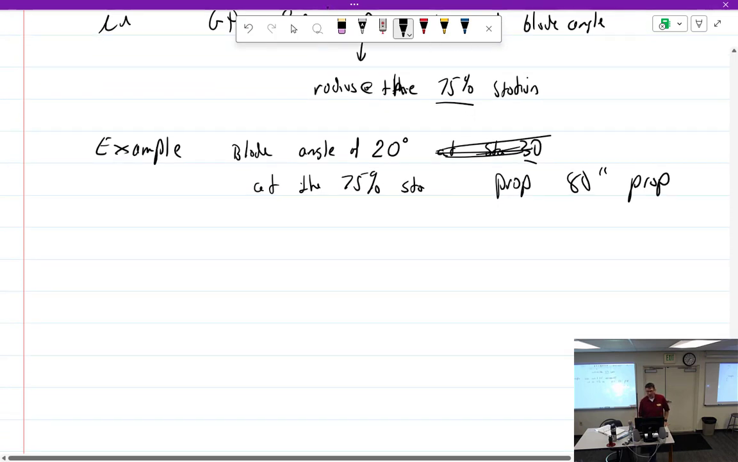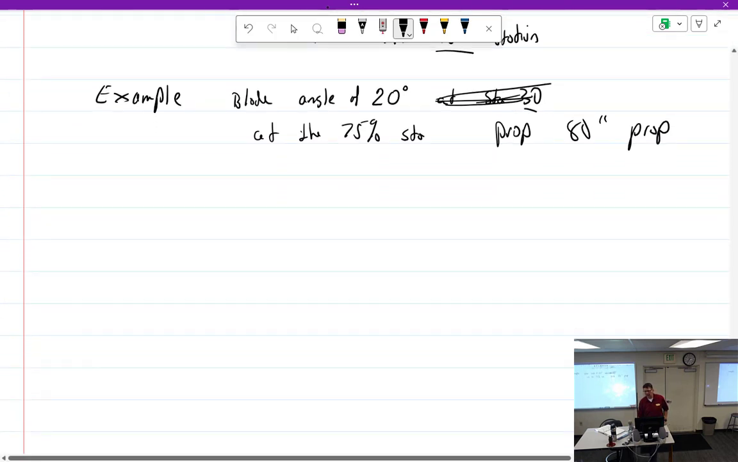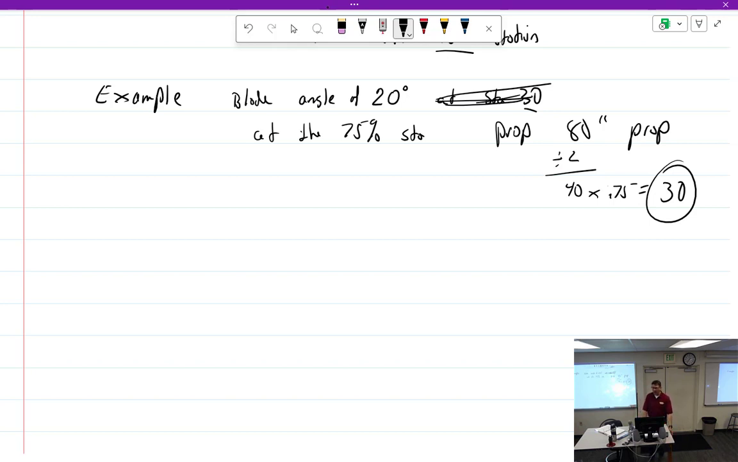So, what is my 75% station? 30. How'd you know that? This is the thing, though. It's going to be on the test. I need to know the 75% station. What's 80 times 0.75? 60. Well, then how come it's not the 60-inch station? Because you've got to go 80 divided by 2 is 40, times 0.75 equals 30. And I guarantee that'll be on the test, and the correct answer for 80 times 0.75 will be on there too. You'll be like, sweet, I got it, and you won't. So 30.